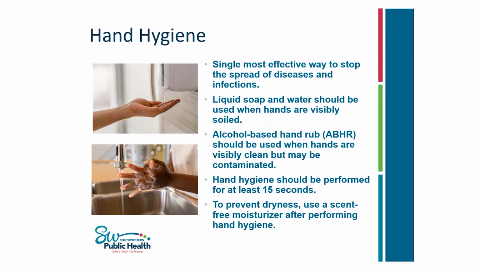Alcohol-based hand rub is used when hands are visibly clean. Make sure that you apply enough alcohol-based hand rub so that it will remain in contact with the hands for a minimum of 15 seconds before the product becomes dry. This can usually be done with 1 or 2 pumps. Hand hygiene should be done for a minimum of 15 seconds, regardless of whether you're using liquid soap and water or alcohol-based hand rub.